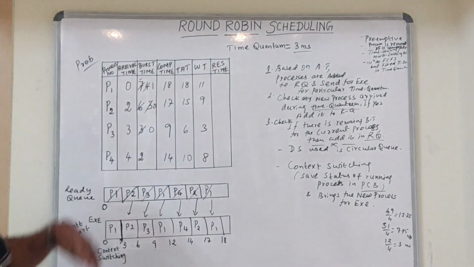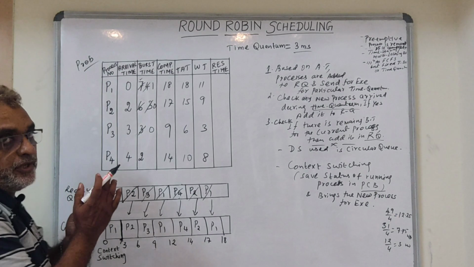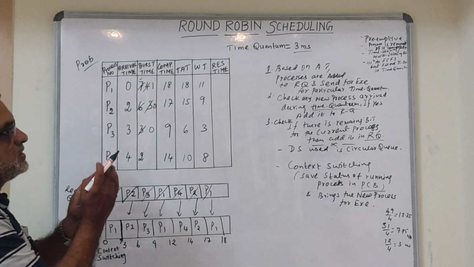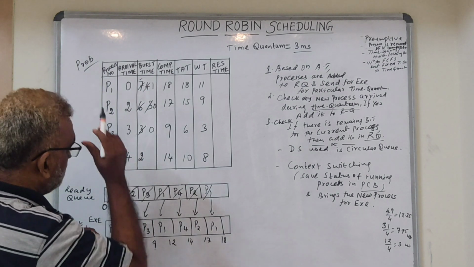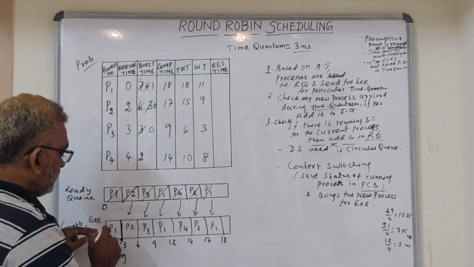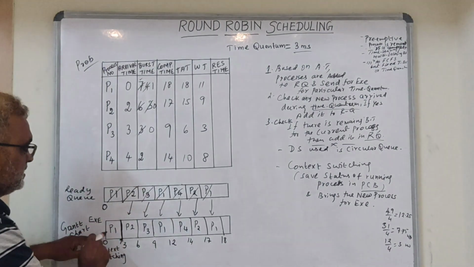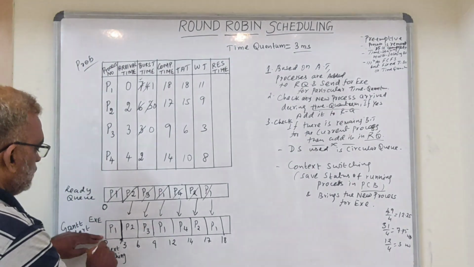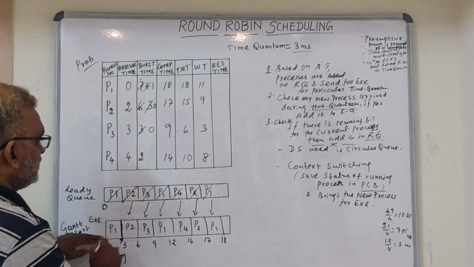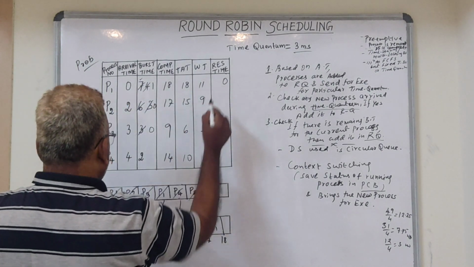Then how do we calculate the response time? The response time is calculated as the starting time of the process minus the arrival time. Here we see the starting time of the process for P1, the very first time it gets the processor. So the starting time of process 1 is 0, and the arrival time is 0. So 0 minus 0 is 0.